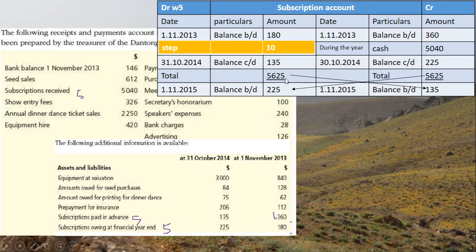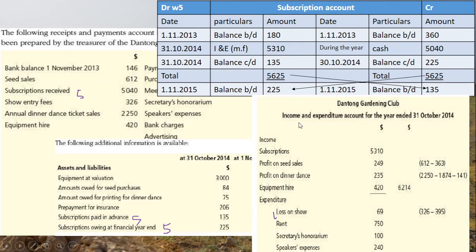The missing figure is shown as income in the income and expenditure account. So that's the missing figure, 5310. Let's see how this is presented. In the income statement, the income and expenditure account, you have subscription 5310. Only the missing figure you're going to show as income. It means you cannot show the whole of 5040 as income. That's how it's done.